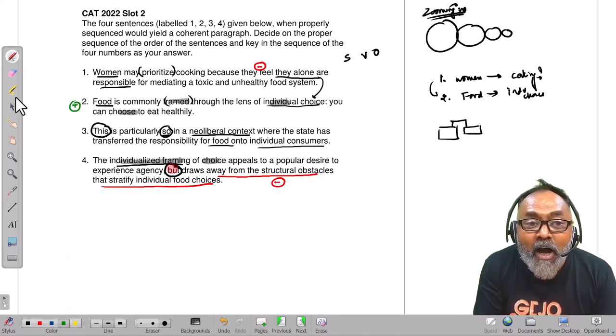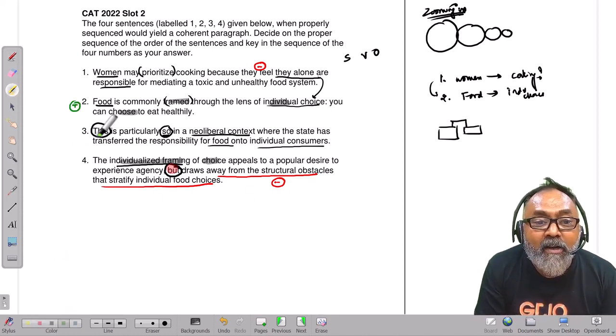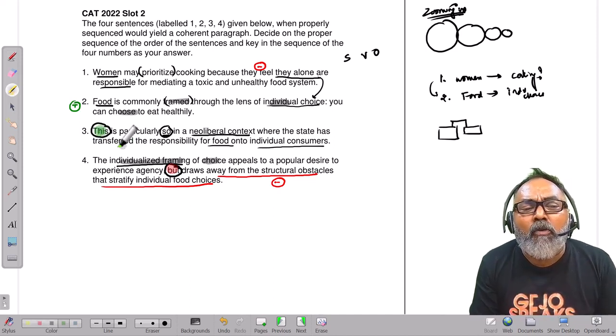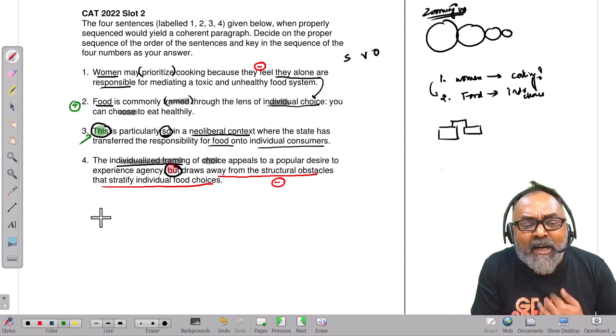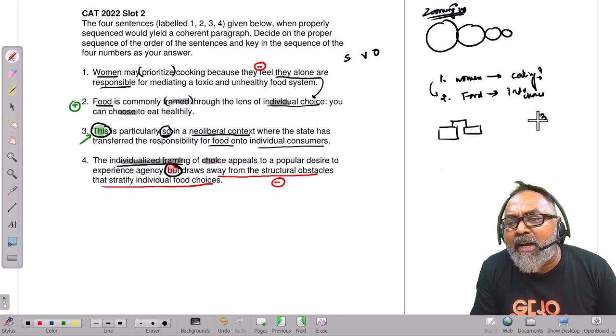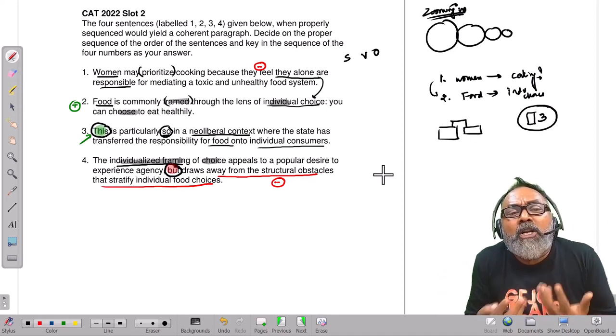Okay, and look at how you look at this particular sentence here, right? This is particularly so. So this sentence needs an immediate connect. Sentence 3 has to be connected definitely with the block. There is a definite block because this is particular. What is particularly so?